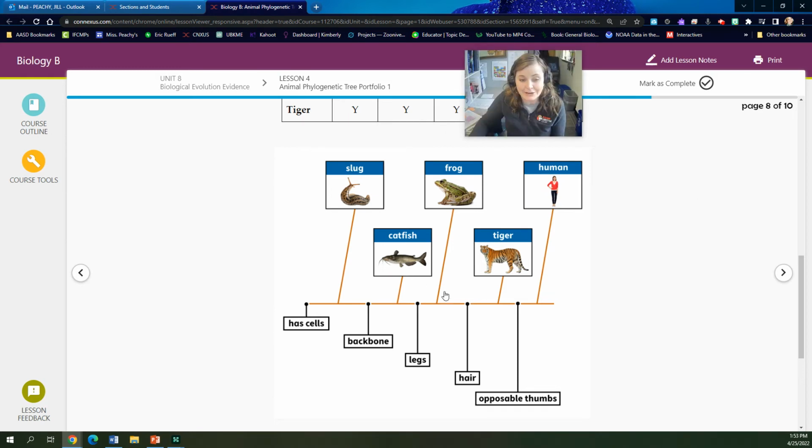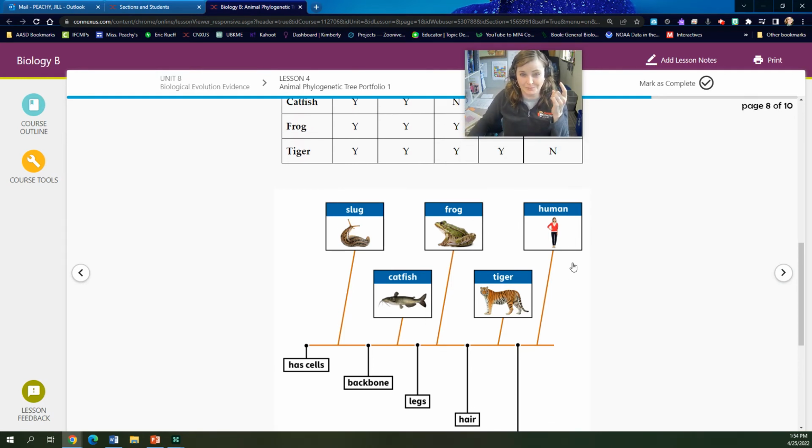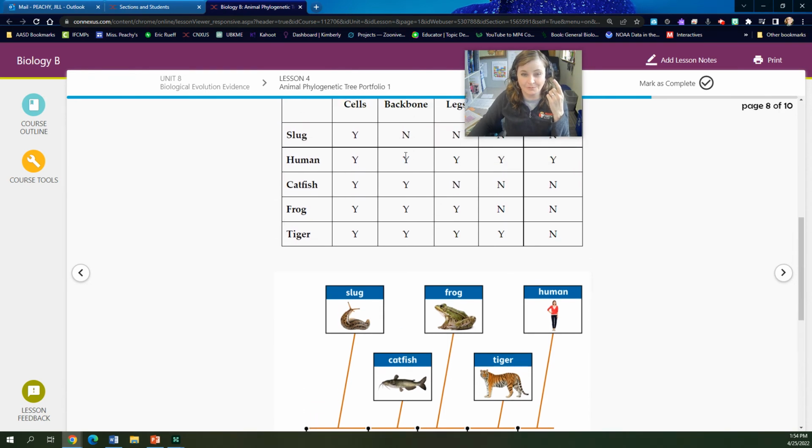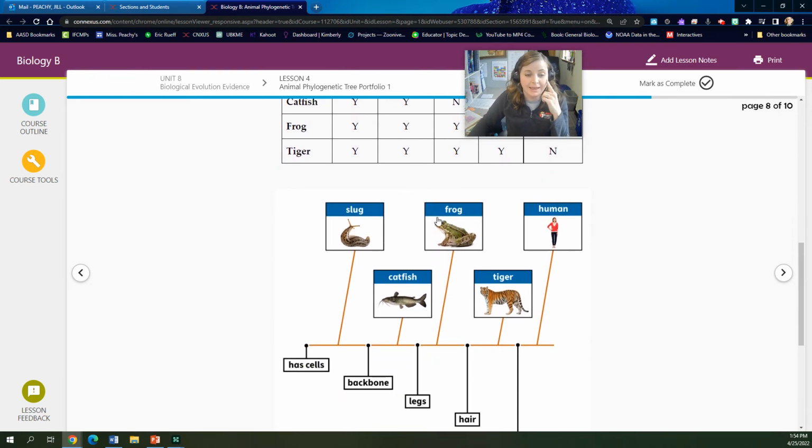If it has that characteristic, it has to appear after it. So tigers have hair. That's why they appear to the right of where the hair is. Humans also have hair. They also have opposable thumbs, so they appear to the right. Is this making sense so far? So that's the first thing you're going to do. Create this table for your little alien guys, and then a cladogram.